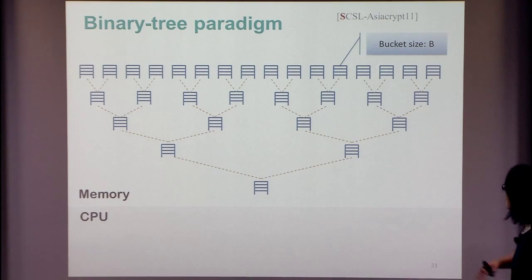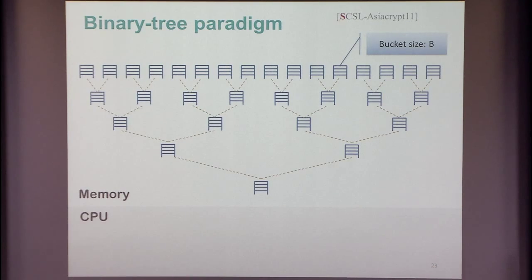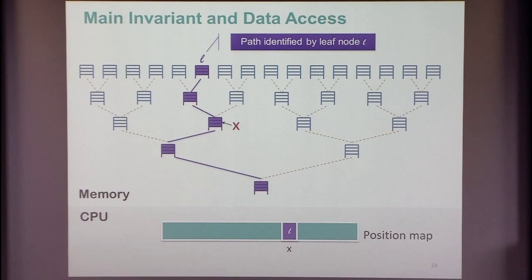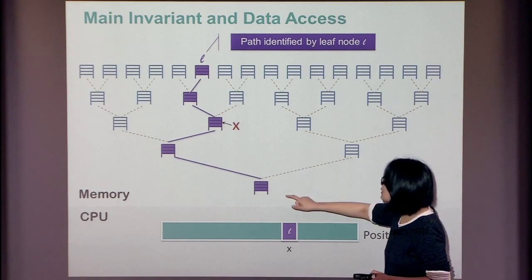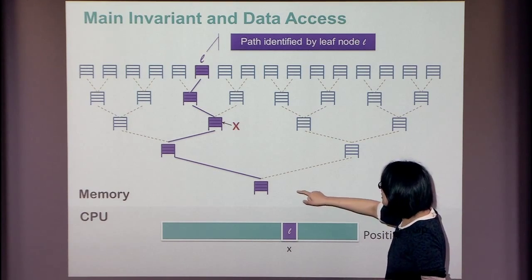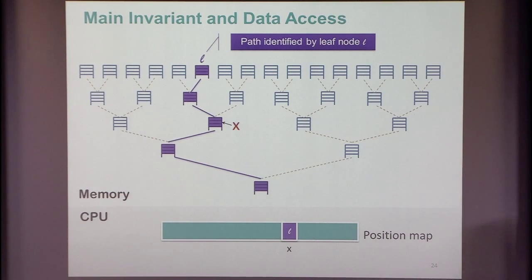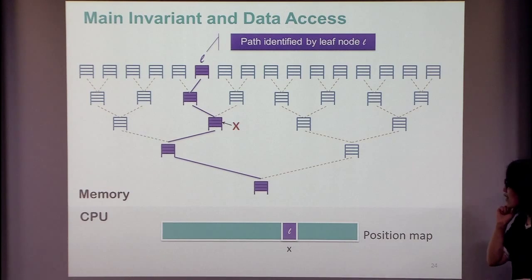Okay, so every node in the tree is called a bucket, and the bucket has finite capacity. It means the bucket can hold a finite number of blocks. Some of these blocks are real blocks, and other blocks are dummy blocks. And here's the most important invariant of the scheme. Every block is assigned to a path. And when I talk about a path, it always means a path from the root to some leaf bucket. So here the block X is assigned to the purple path.